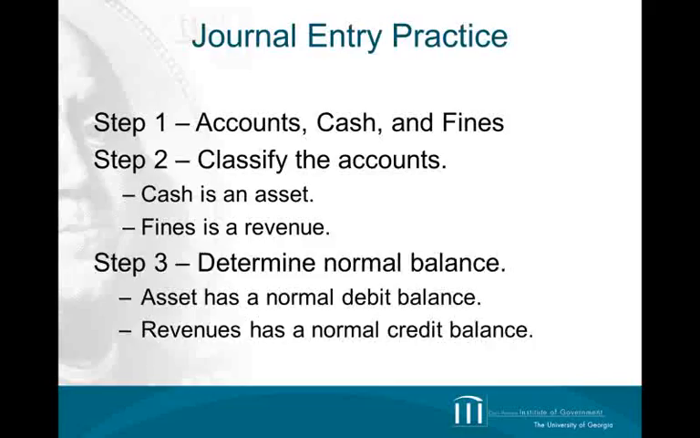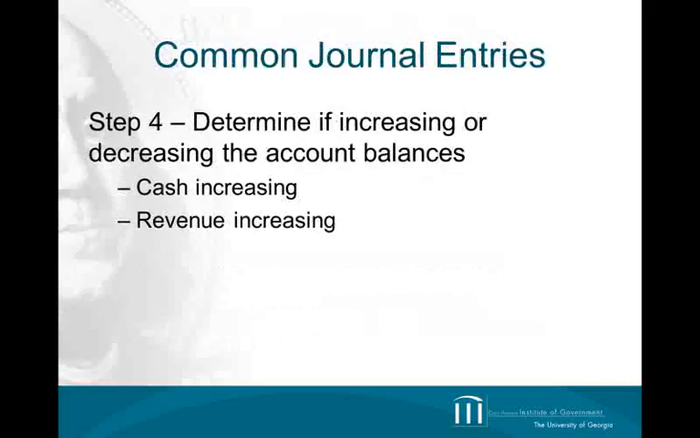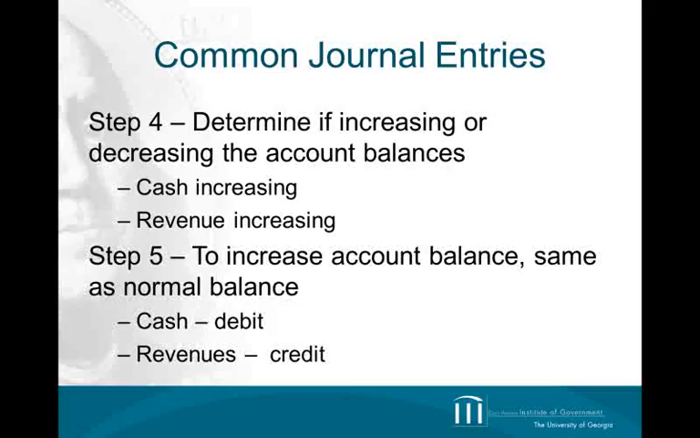In the third step, determine the normal balances of the accounts. Cash has a normal debit balance since it is an asset, and fines has a normal credit balance since it is a revenue. For step 4, determine if you are increasing or decreasing the account balances. In this example, cash is increasing and revenue is increasing. For step 5, to increase an account balance, do the same as normal balance. Cash will be debited and revenues will be credited.